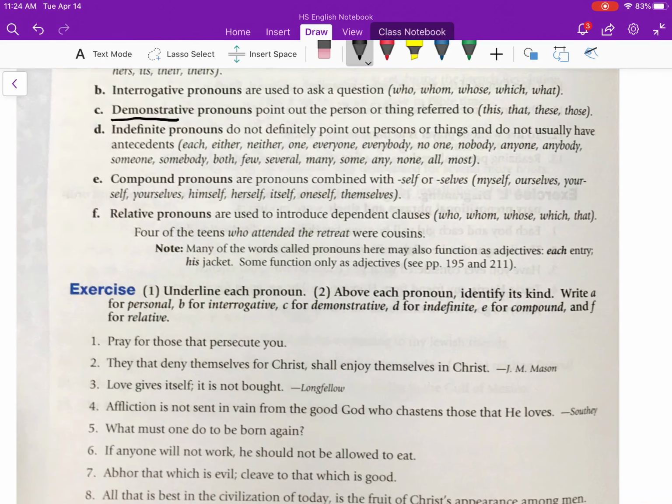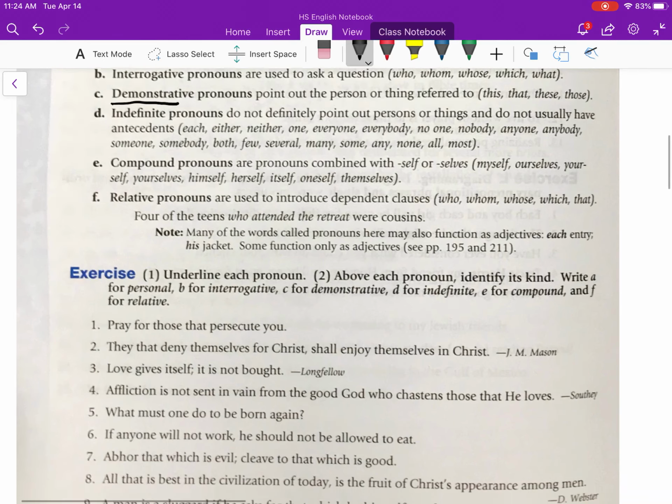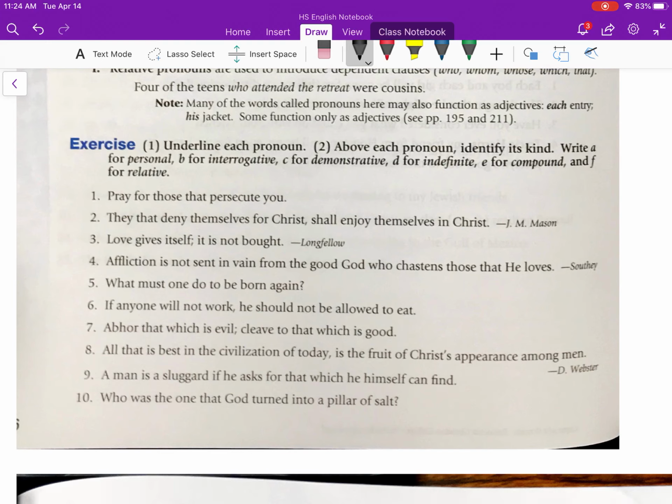Okay, let's move on to the exercise here. I'm going to do several of these for you or with you, so you should also be doing the same thing on your page. This is page 176, exercise. Number one, underline each pronoun. Two, above each pronoun, identify its kind. Write A for personal, B for interrogative, C for demonstrative, D for indefinite, E for compound, and F for relative. Let's go to number 1.